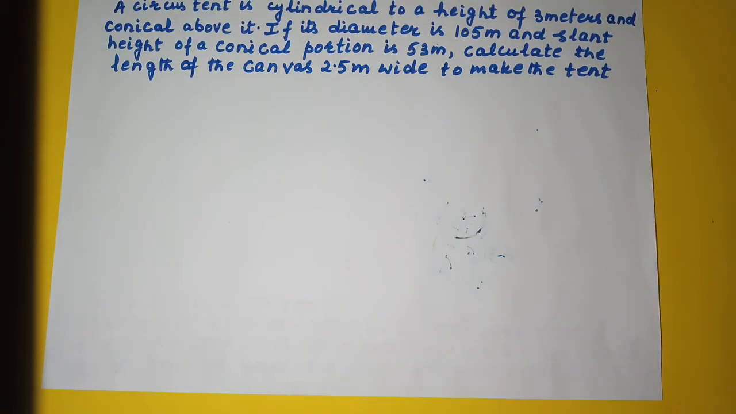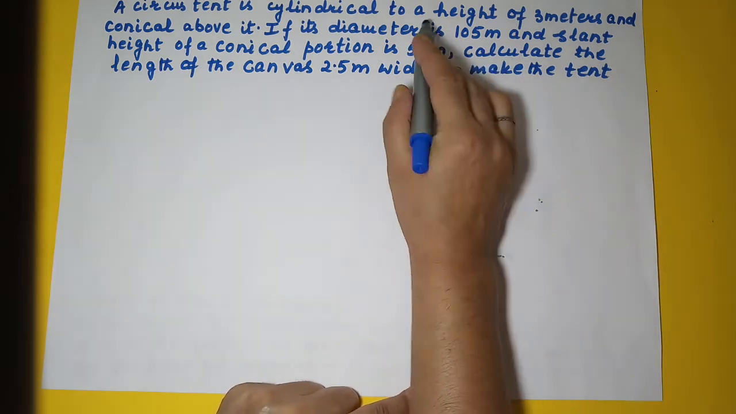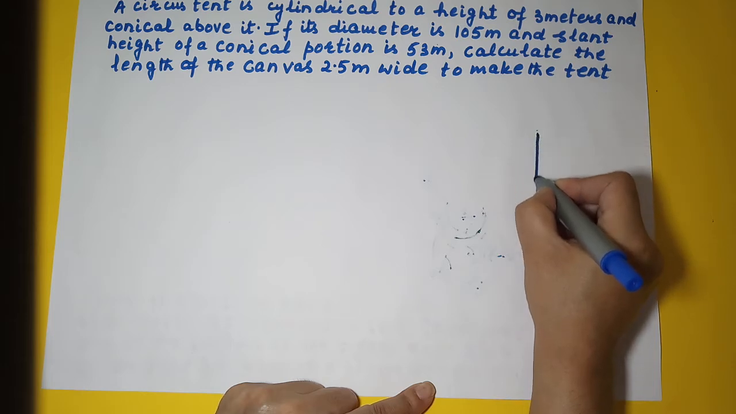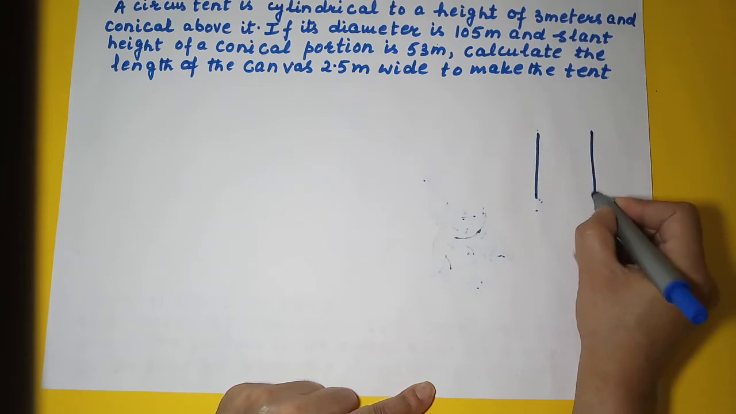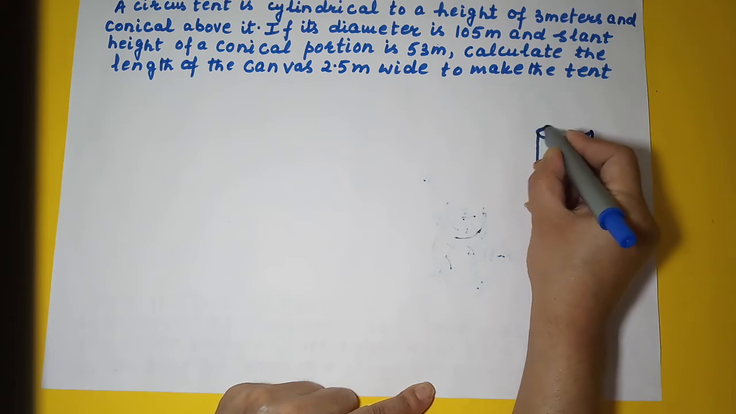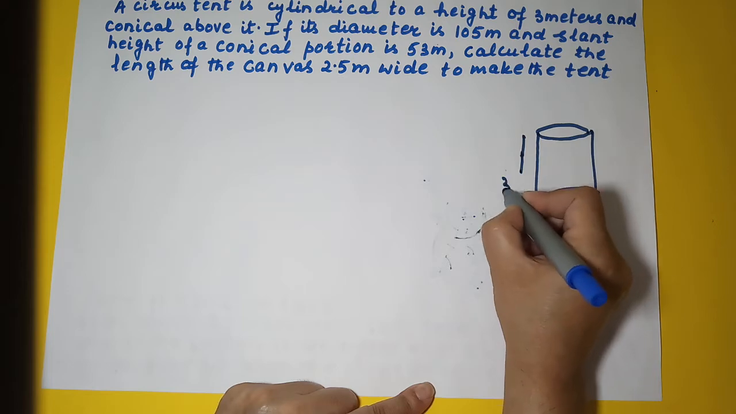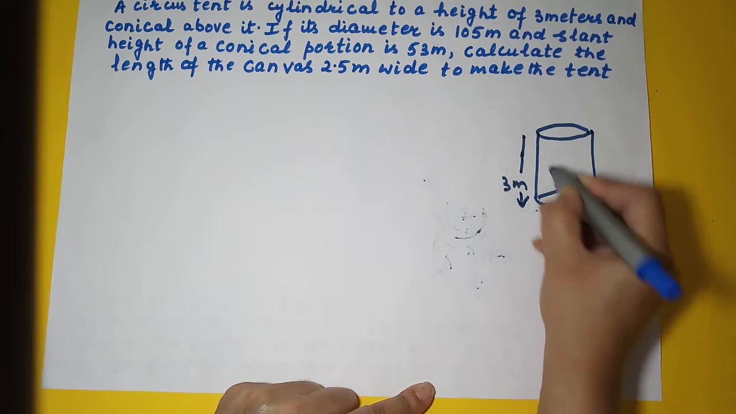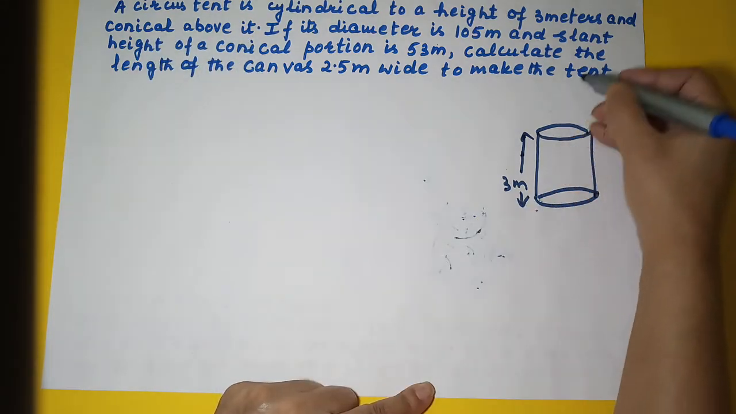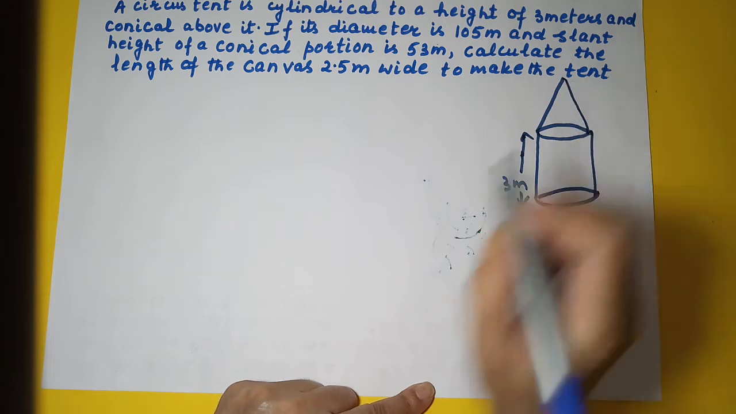Now another one. A circus tent is cylindrical up to a height of 3 meters. So there is a tent which is cylindrical up to the height of 3 meters, right? So this is 3 meters. Okay. And conical above it. Above it, it is conical. Like this. Okay. This is our tent.